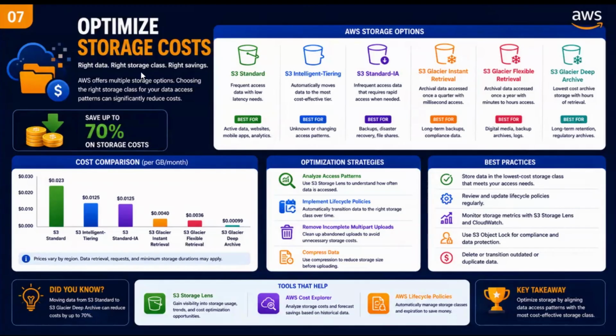So if you work on storage cost optimization, then definitely follow the optimization strategy: analyze access patterns, analyze how your storage uses S3 storage classes and understand them. Also implement a lifecycle policy, remove incomplete multipart uploads, and compress the data. So these are the strategies for the storage class options.